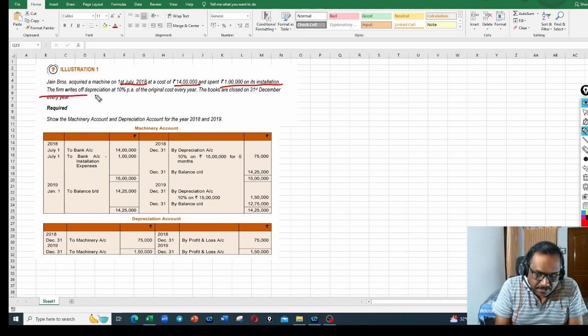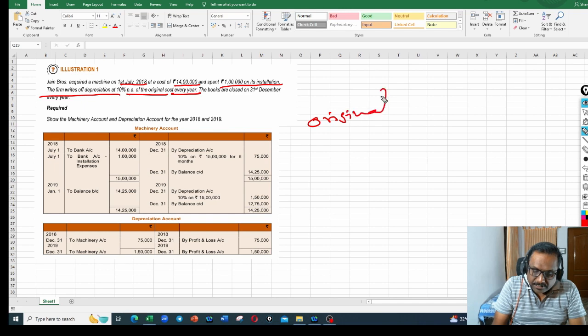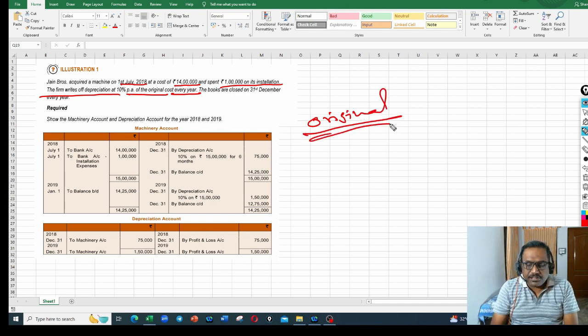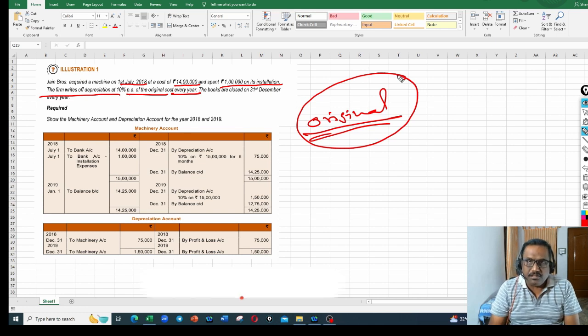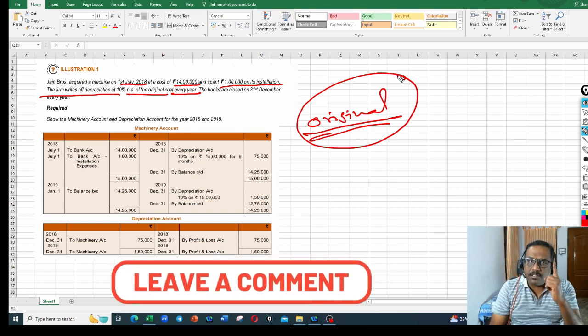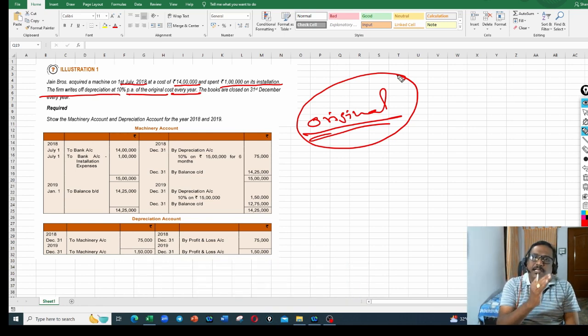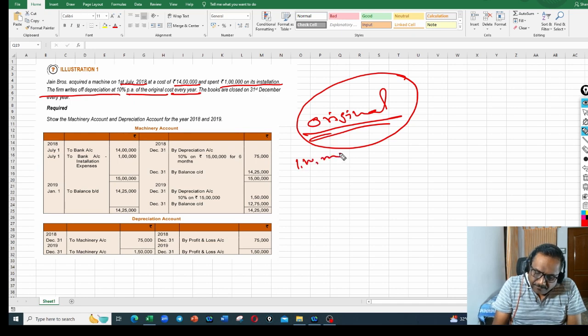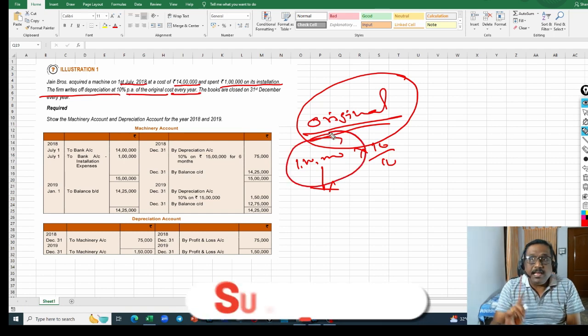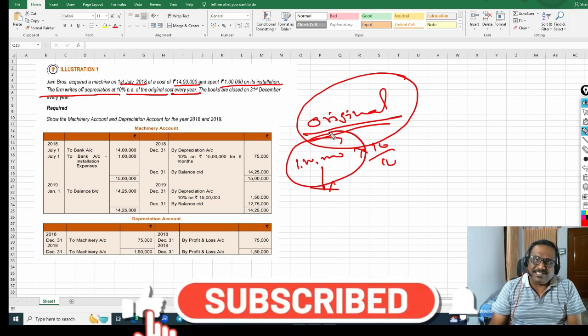Then the firm writes off depreciation at 10% per annum on original cost every year. This is very important. How do I know this is the straight line method? When they say depreciation is calculated on original cost, it is the cost at which the asset was purchased. Suppose I purchased an asset for 1 lakh, every year I calculate 10% depreciation on 1 lakh only, unlike the diminishing balances method.